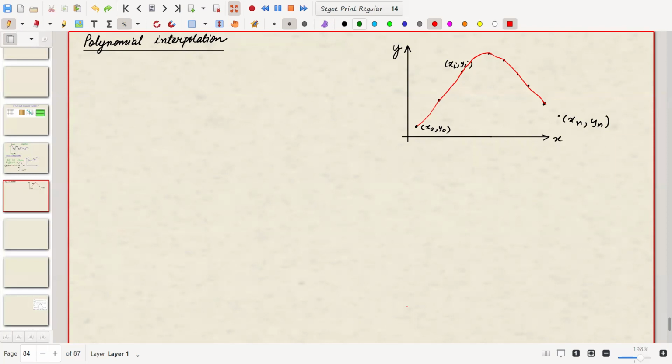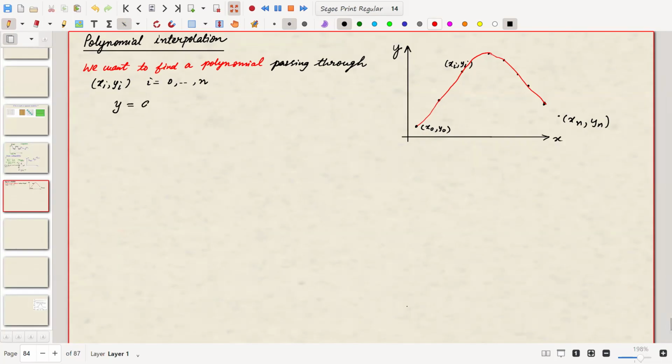So what we are considering here is we want to find a polynomial passing through these xi, yi. These are your data points, from i equals 0 to n. And how will it look? Since it's a polynomial, it will look like some constant a naught, then a1 times some linear term, then a2 x squared, so on, right? A3 x cube, these are all the polynomial terms you are taking, right?